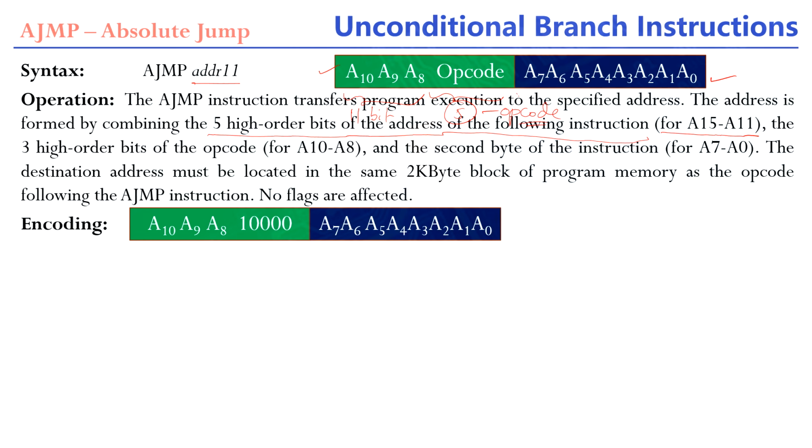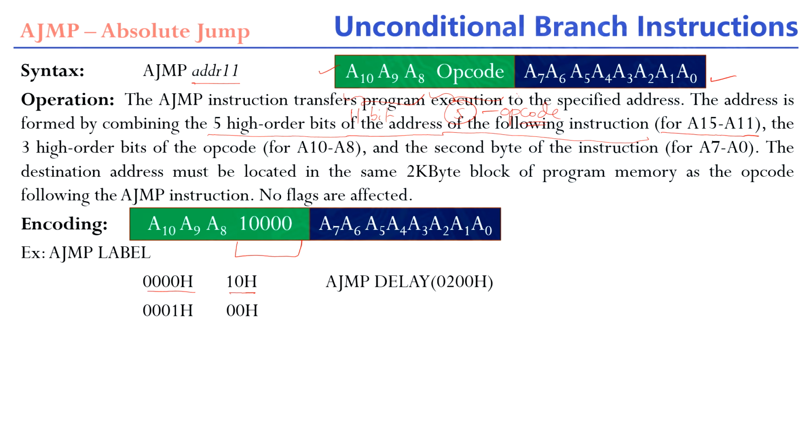Here, this is the opcode and AJMP label. So this AJMP is available at location 40H, and let us consider the first byte is the opcode, and the address is 00. While executing this instruction, the PC is having 0002.